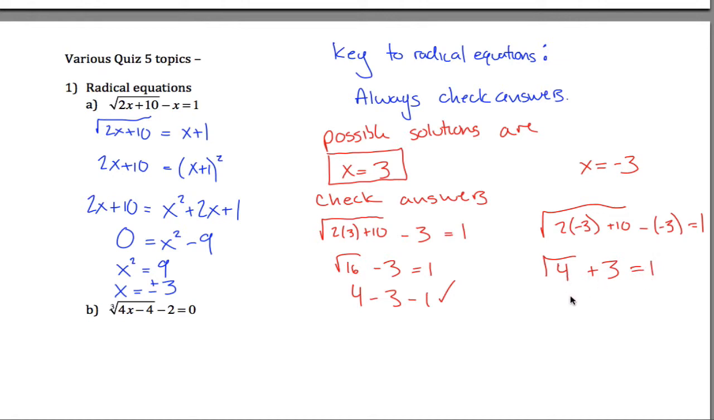Is the square root of 4 plus 3 equal to 1? No. Because the square root of 4 is just 2. 2 plus 3 does not equal 1. So what that means is this guy is not a solution. So this is the only solution.